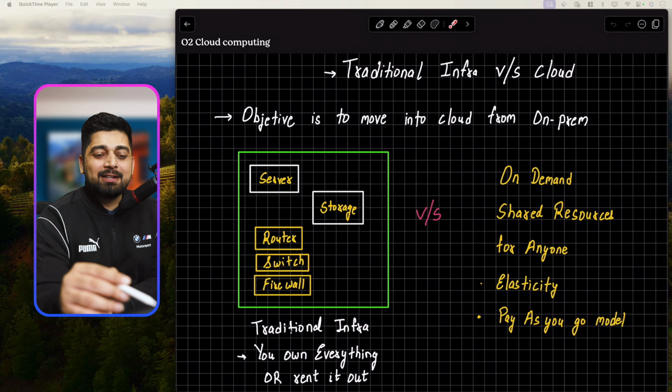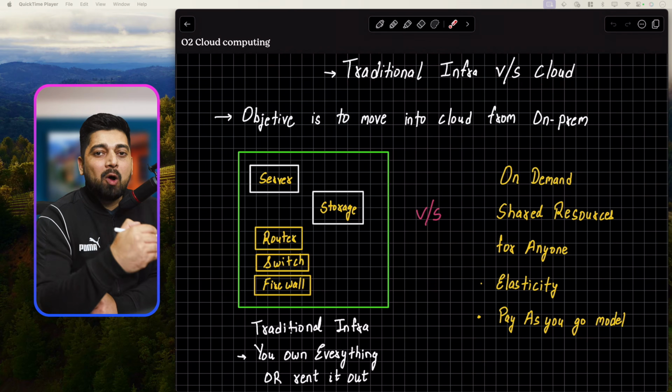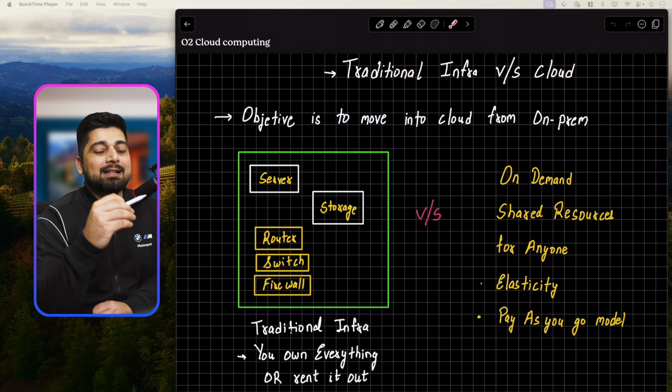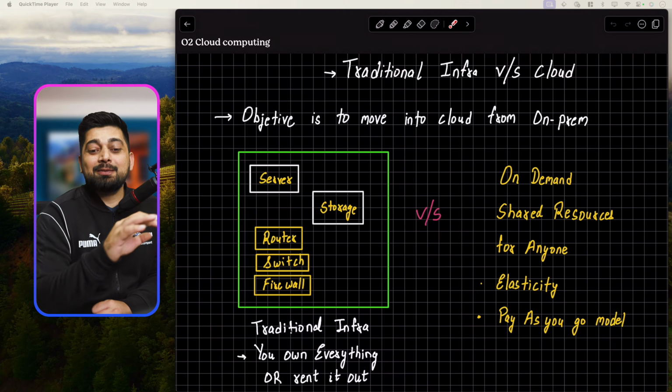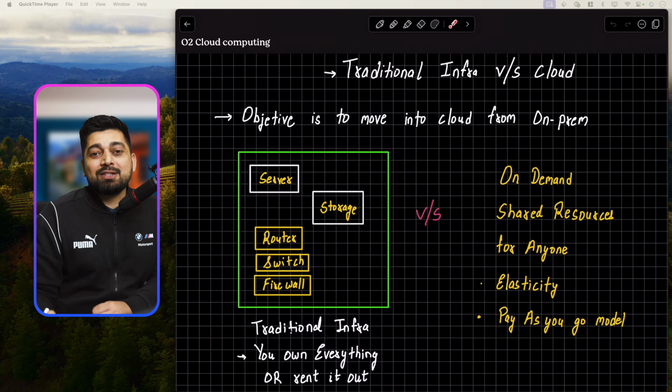It's about what they want you to think. So whenever the debate comes about traditional infrastructure versus the cloud, in all the exams, you should prefer the cloud. That is the whole idea. I know it sounds a little bit controversial, but that's the whole idea.